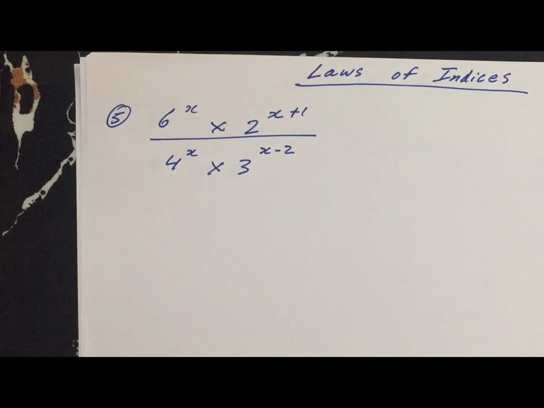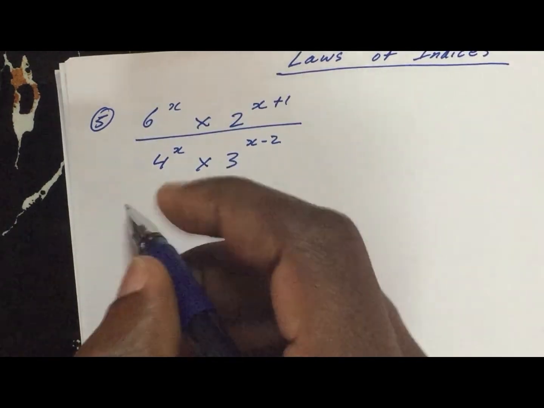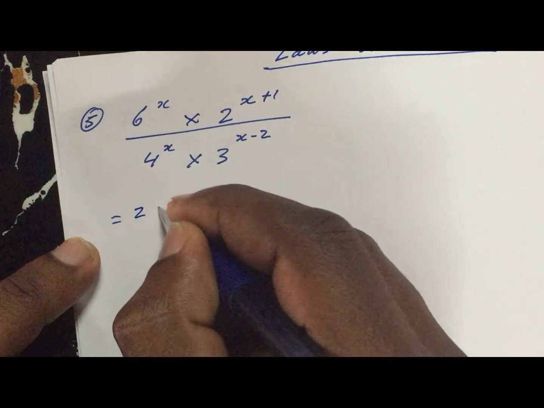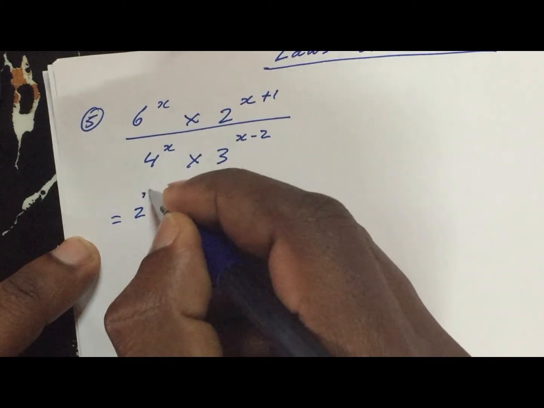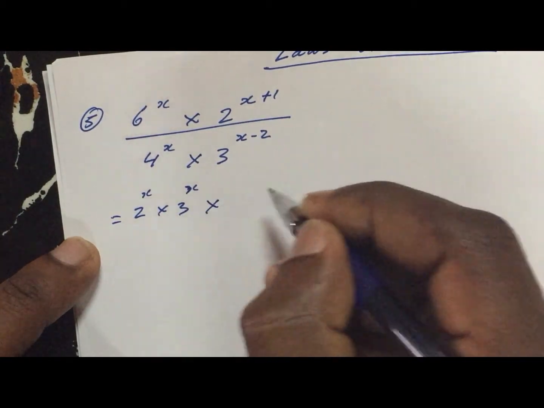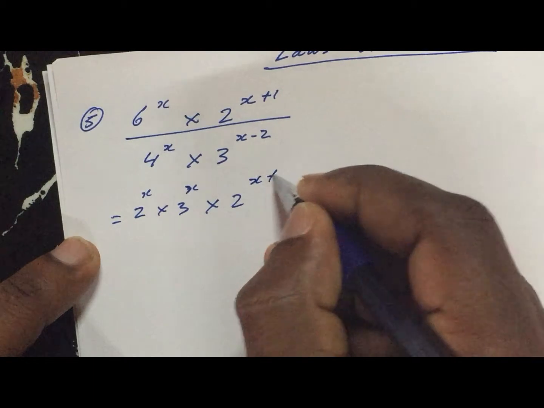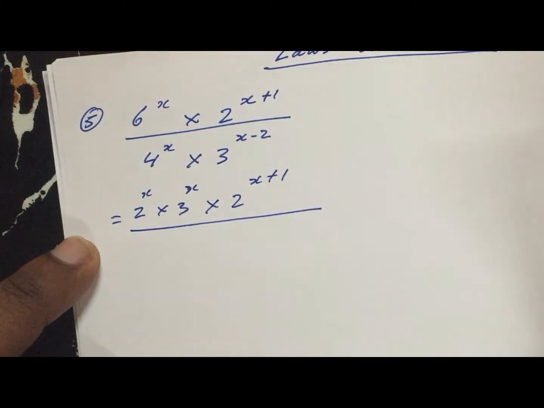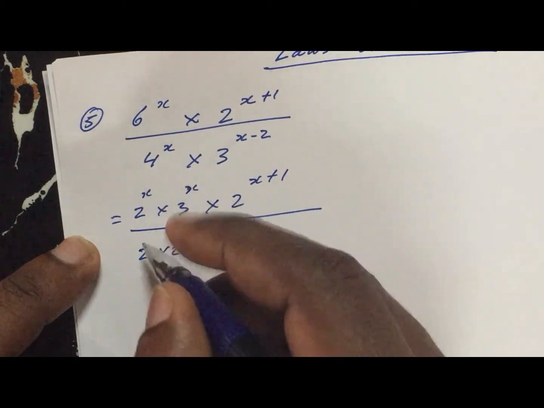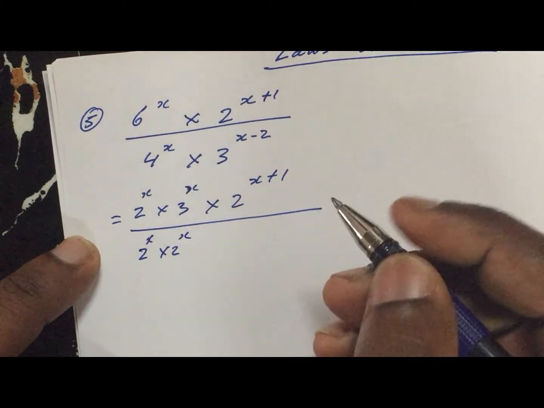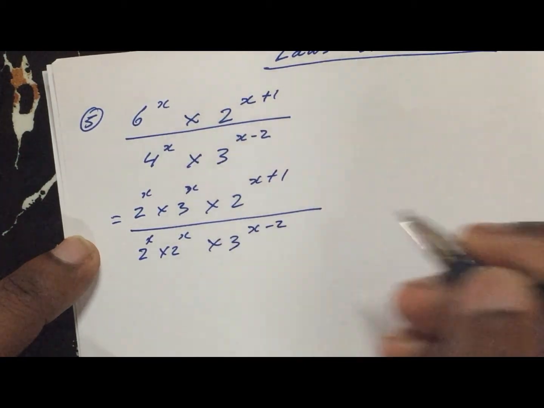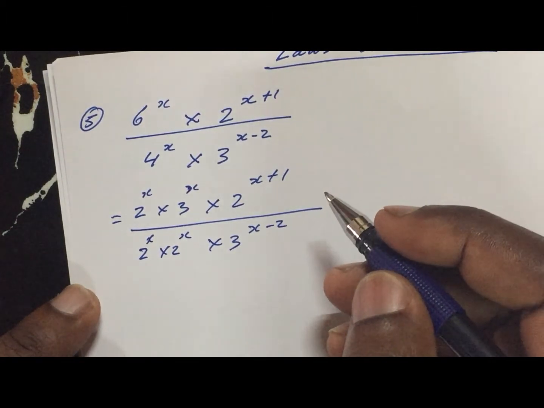Looks a bit different, but same principle. Break down to your smallest base. What do we have? You have 2 by 3 gives us 6. We're doing nothing with the power, so we put back our powers, times 2x plus 1. Do the same with the denominator. 2 by 2 gives us 4. Put back our power, times 3x minus 2.